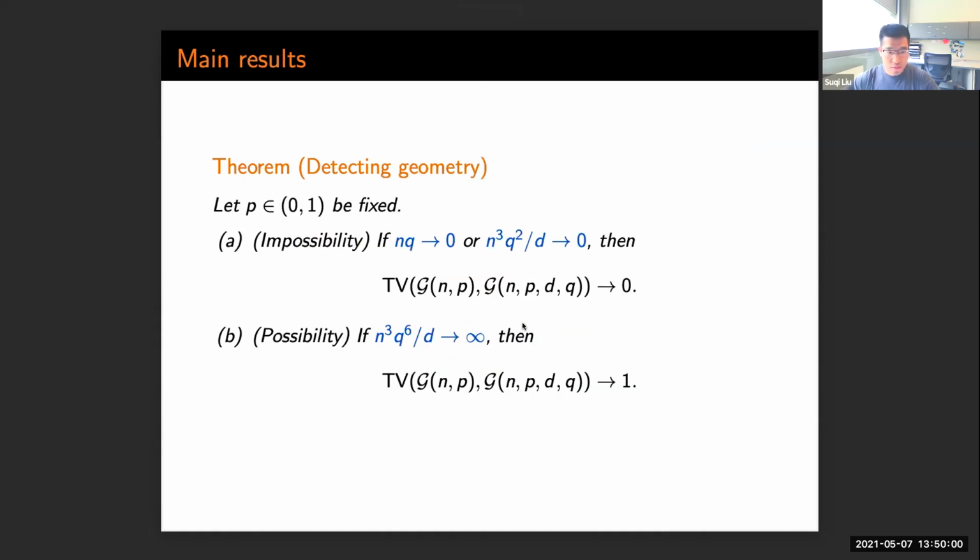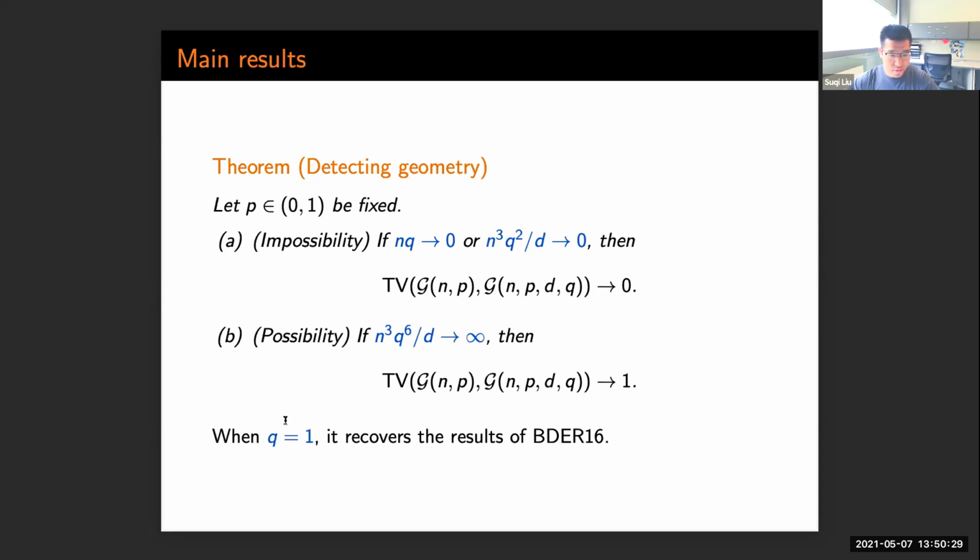So here are our main results. It is summarized as the following theorem. We consider p to be fixed between 0 and 1. That is, we're in the dense regime. So the impossibility of detection theorem says if nq goes to 0 or n^3 q^2 over d goes to 0, then the total variation distance goes to 0. On the other hand, if n^3 q^6 over d goes to infinity, then the total variation distance goes to 1.